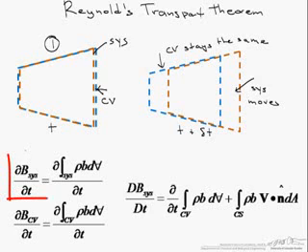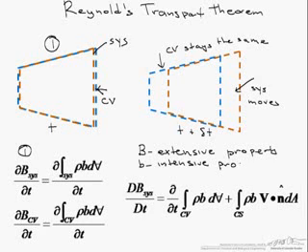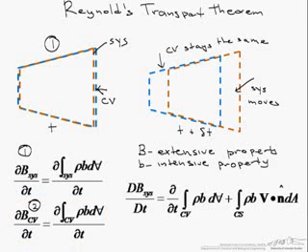So we start with the fact over here that the change of some extensive property, so B is an extensive property of the system with respect to time, equals rho times some intensive property that's associated with the extensive property times the change in volume. And we do the same thing right here. However, it's our change with respect to time in our control volume.